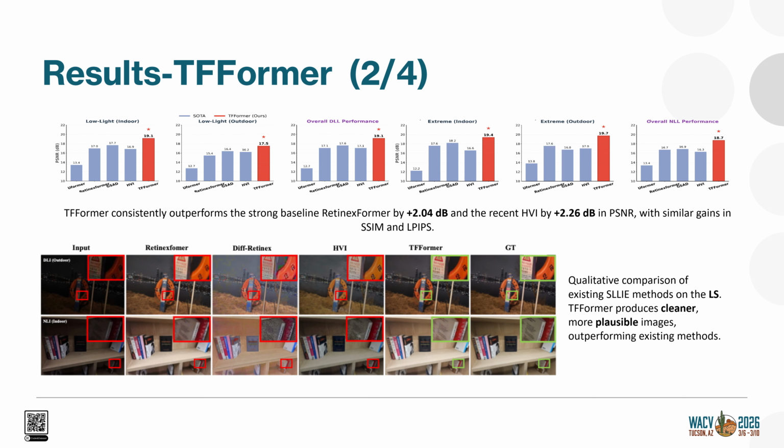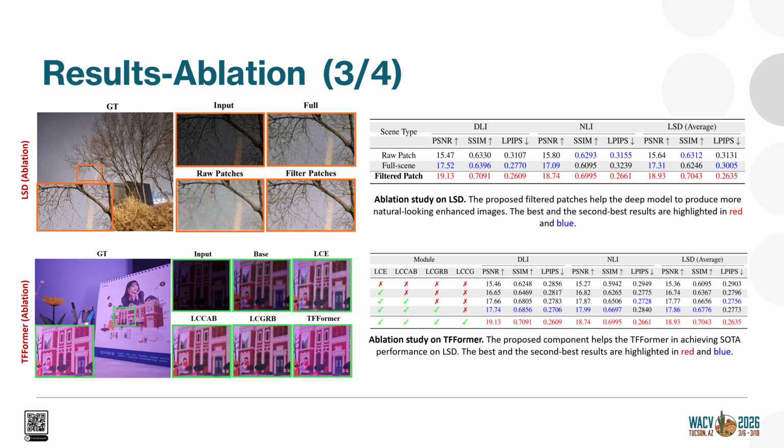TF-former sets a new standard. We consistently outperform top models like Retinexformer by over 2 decibels across all lighting conditions. As shown in the visual comparison below, this results in significantly cleaner images with accurate colors where other models fail to remove noise. Our evaluation studies confirm that both our data strategy and model design are optimal.